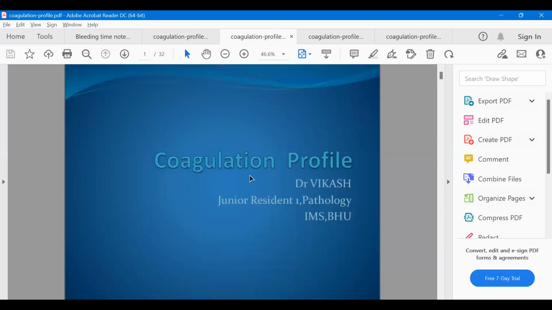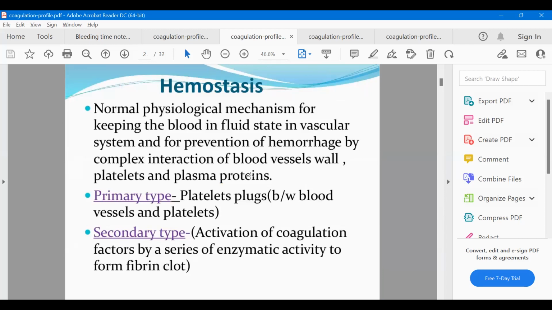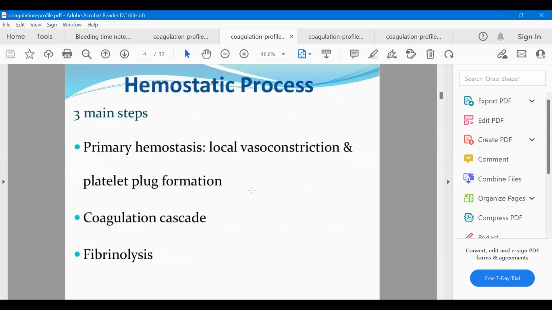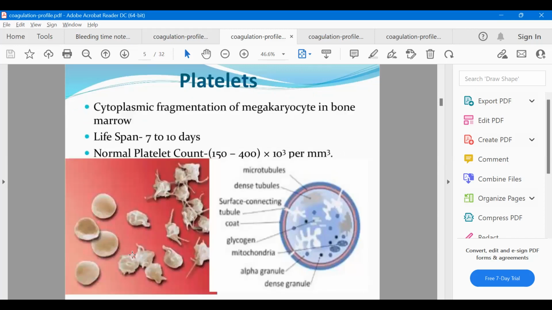So as I stated, you already know what hemostasis is. Hemostasis is a mechanism of prevention of bleeding in the body. The purpose of hemostasis is to ensure the coagulation mechanism activates. This hemostasis will get activated whenever there is a blood cut. Okay, so that is all. There are 3 important steps in hemostasis: the primary step, vasoconstriction, coagulation, and fibrinolysis.